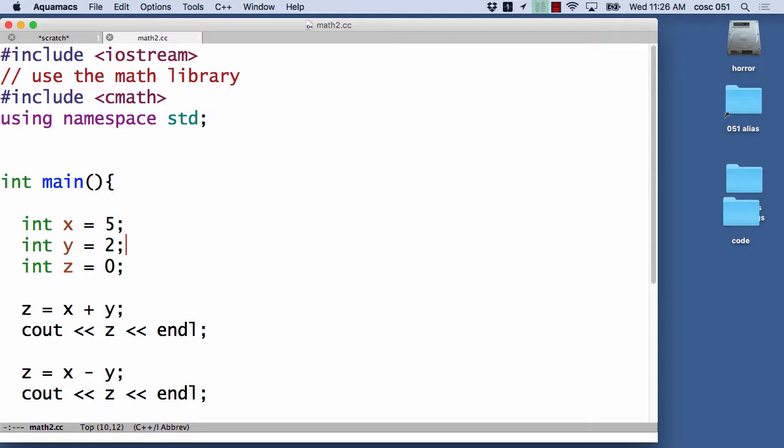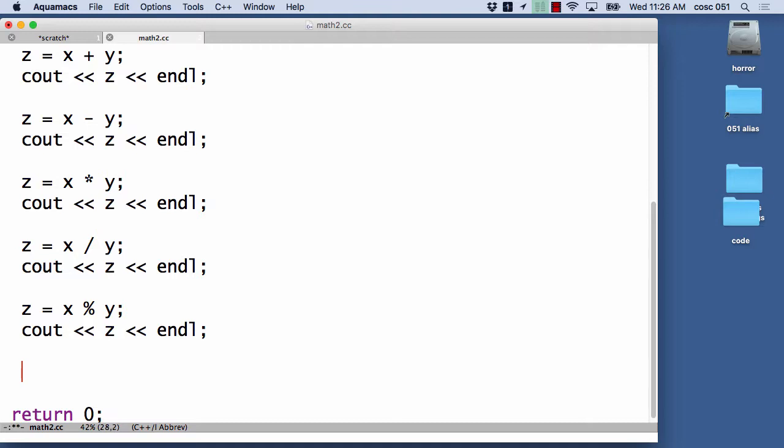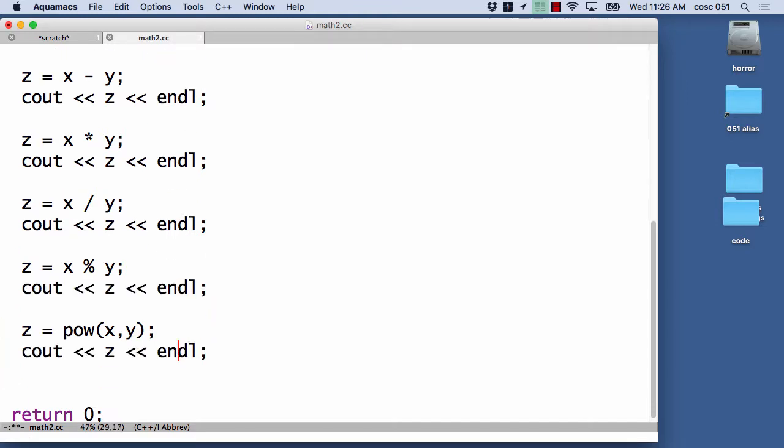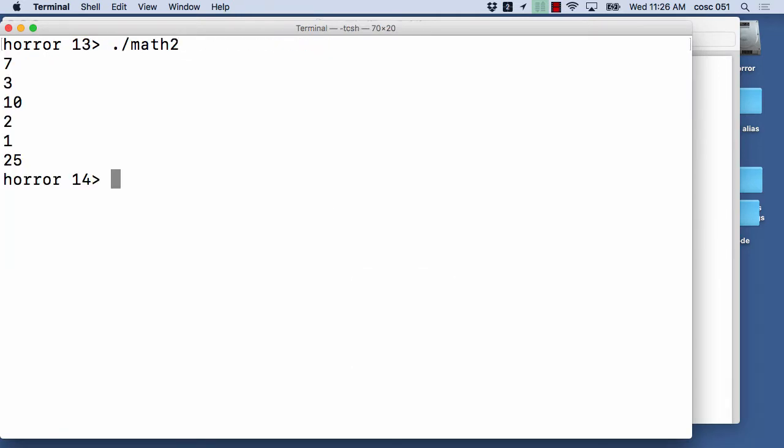So let's try one. I'm just going to do, let's say, z equals pow(x, y). Anybody want to guess what pow is? Power, I think it's exponentiation. What will pow(x, y) do? It would be like 5 squared. So I'm guessing that this is going to be 25 unless I made a huge mistake somewhere. All right, we'll compile it. It compiles cleanly. We don't have any error messages. We'll run it, and sure enough, now we get 25 down here at the bottom.